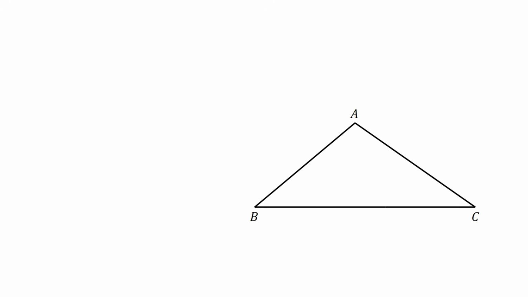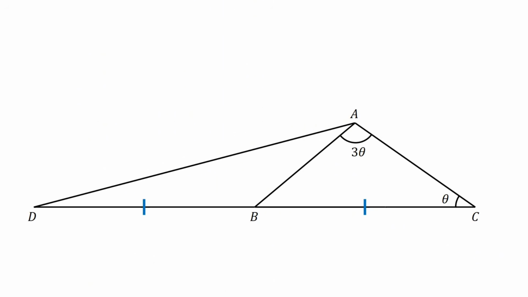In this video, we want to solve the following problem. Given triangle ABC, let angle A be 3 theta and angle C be theta. Extend BC to D such that DB equals BC and then connect A to D. Given that AB equals 4 units and AC equals 3 over 2 units, find the length of AD.